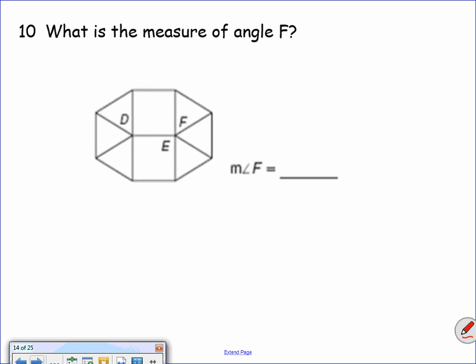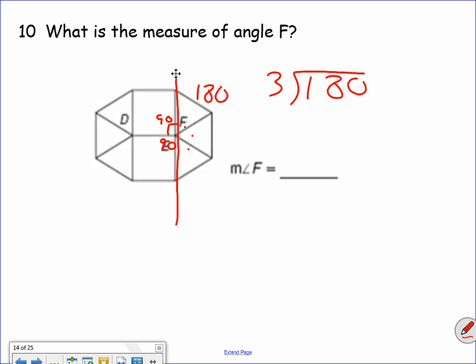Look at F. F is the same exact concept. We have a straight line here. I do know that this angle is 90, this angle is 90. 90 plus 90 is 180. Well, the other side would have to equal 180. These are all the same angle. So once again, we're doing 180 divided by 3. Well, 3 goes into 18 6 times. 60 is my answer.